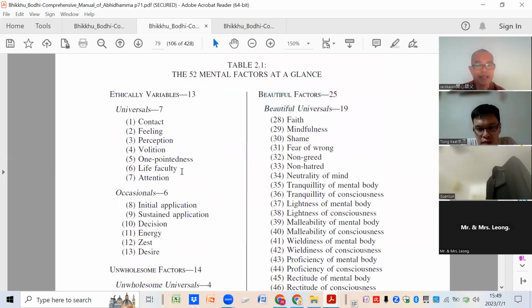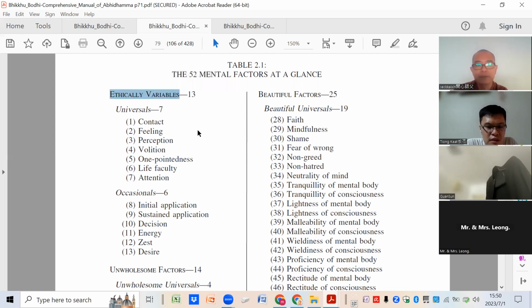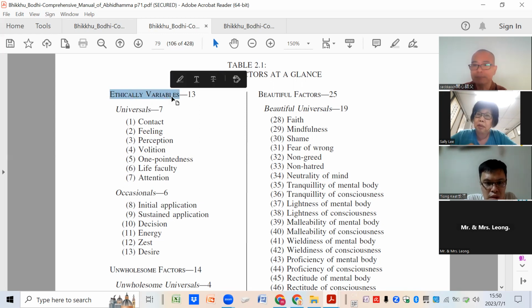Yes, Guan San, from here, can you have a guess? What does ethically variable mean? Can you try to use your own language? Guan San, where are you? Gone already. Okay, Sally, can you think what that means, ethically variable? Ethically variable, what do you think that means?